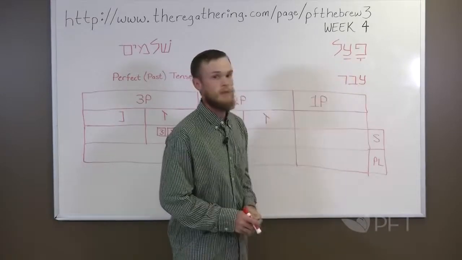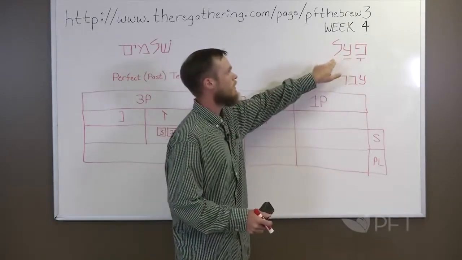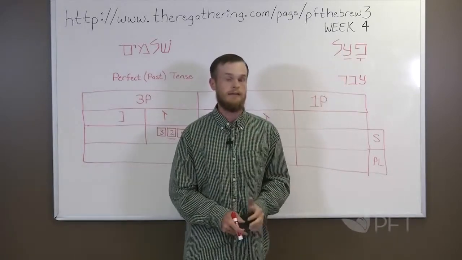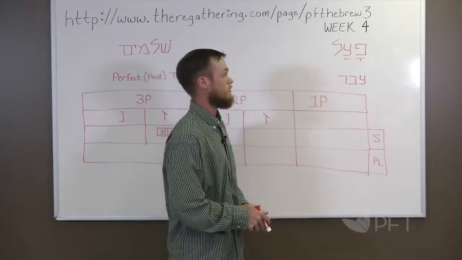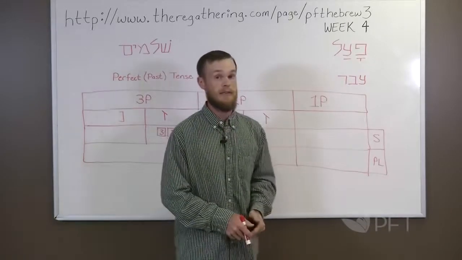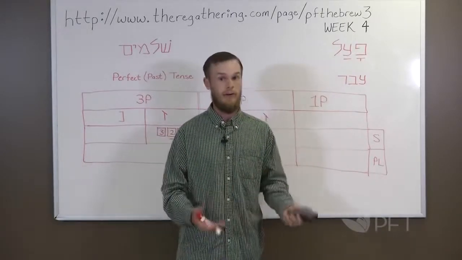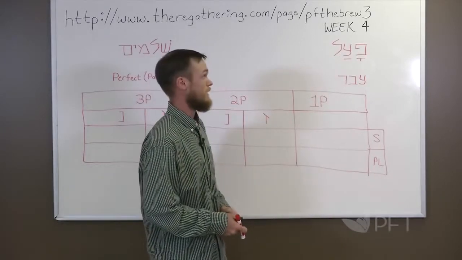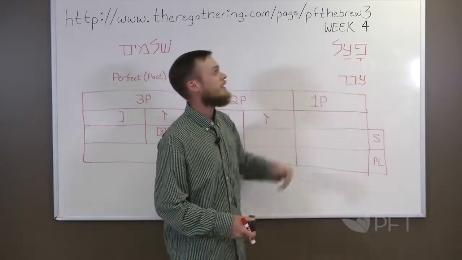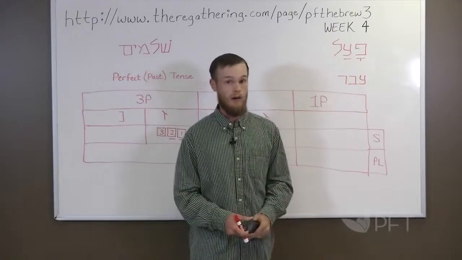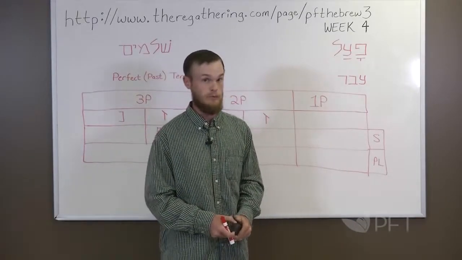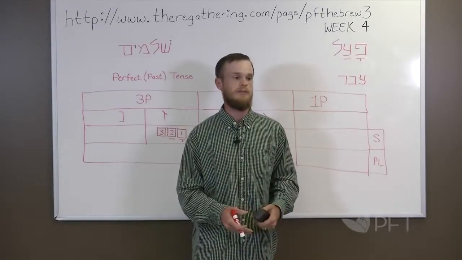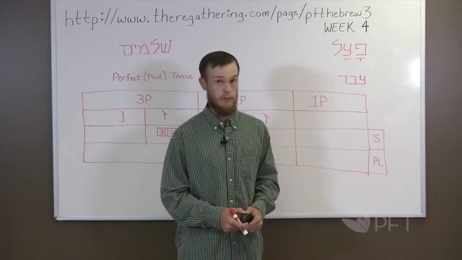The first thing you'll notice about any verb conjugation chart is this phrase in the upper left. It says pa'al. This is the name of the binyan that this conjugation chart represents. There are 7 binyanim, 7 patterns that verbs can follow, and I will explain those patterns as we come to them. This one is pa'al. Pa'al is also known as kal. Kal means simple, so this is the most simple, straightforward binyan. It means it is the most basic meaning of the verb.